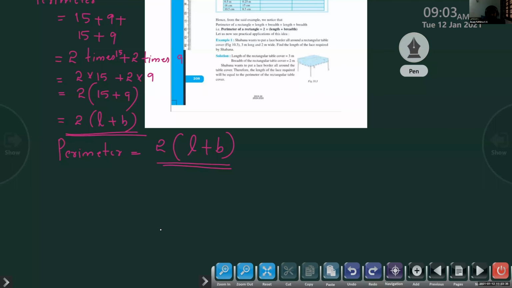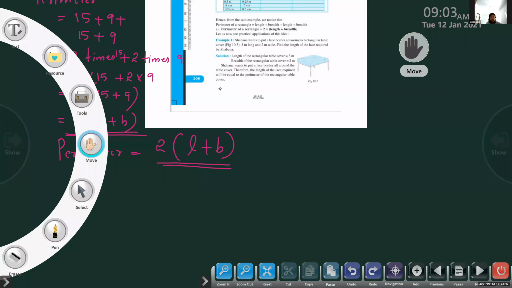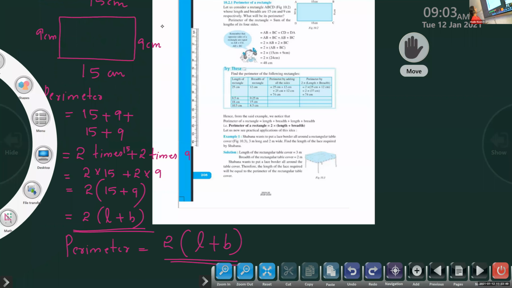Okay. So, will you write the heading? Perimeter. Wait, one minute. Will you write the heading? Perimeter of a rectangle. Will you write the heading? Perimeter of a rectangle.